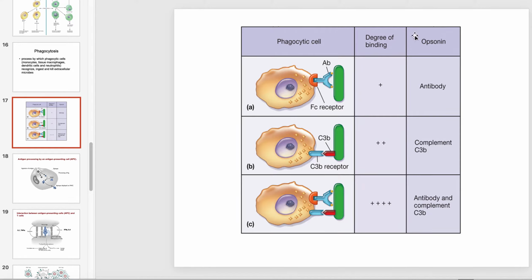And so this other column here lists the heading opsonin. Opsonin, again, is just a molecule on the surface of an invading organism that enhances uptake by a phagocyte. So the opsonin in this case is the antibody. The opsonin here is the complement C3b, and then the opsonin in this panel is both the combination of antibody and C3b. So this is the ideal situation. The phagocytic cell can then grab onto these guys tightly. This guy can't get away, and it will be ingested and hopefully destroyed.